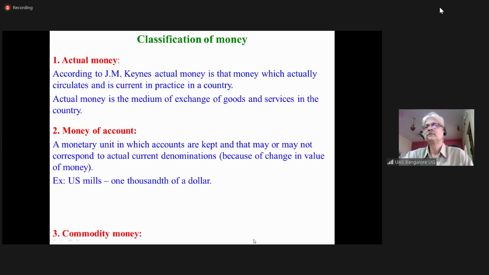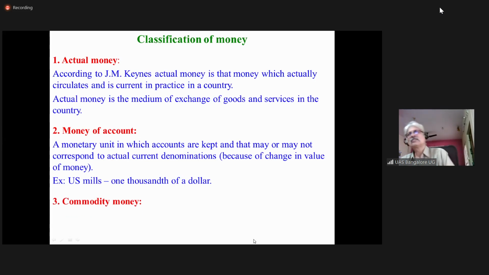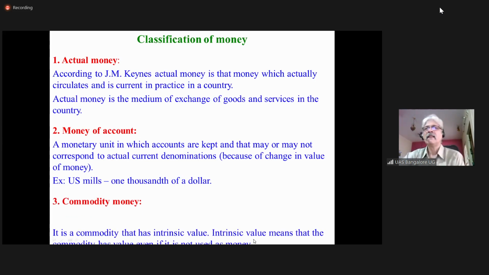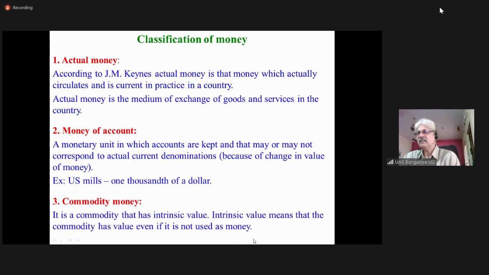Okay. Then the third one is commodity money. It is a commodity that has intrinsic value. Intrinsic value means even if it is not used as money, it has its own value. Okay. Intrinsic value means that the commodity has value even if it is not used as money. Say gold, silver, and so on. Okay. Commodity money.